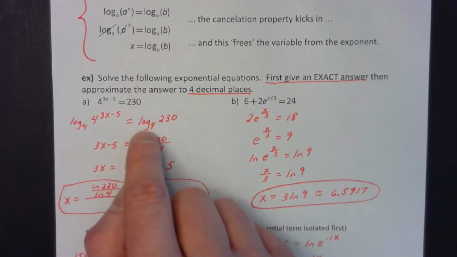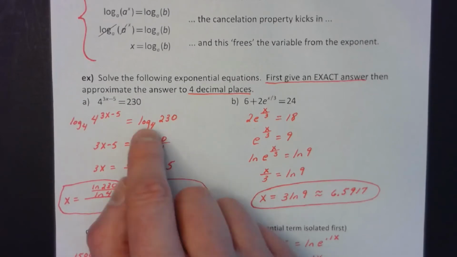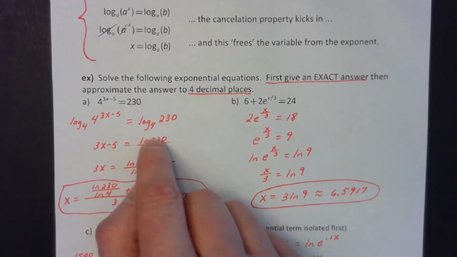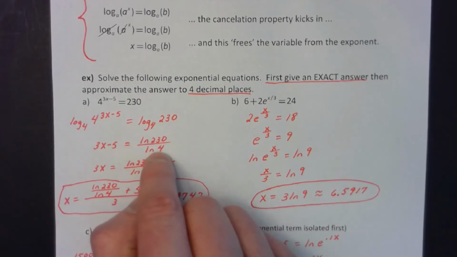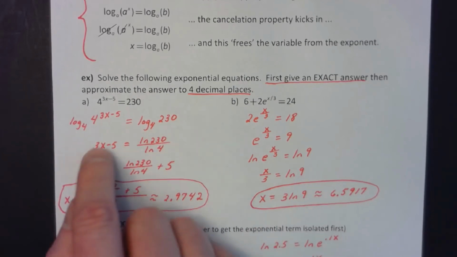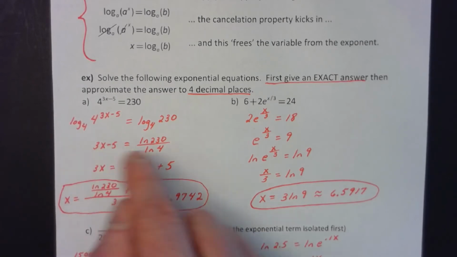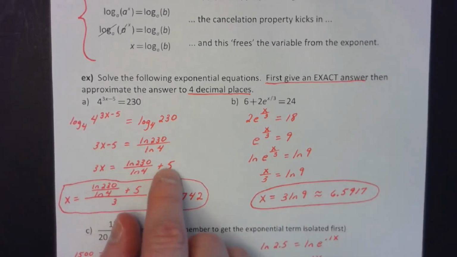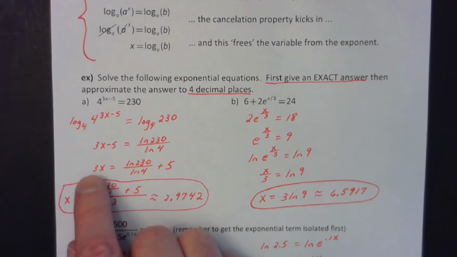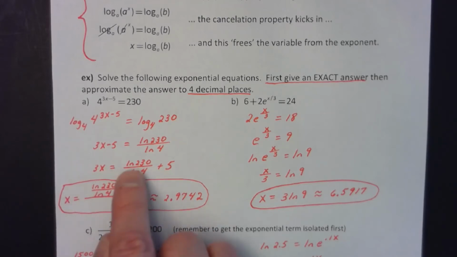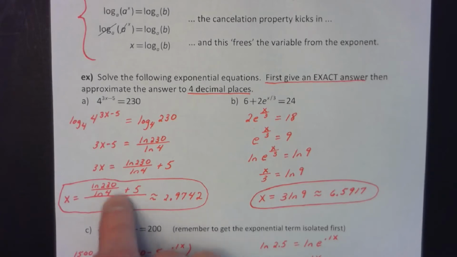That's going to equal the log base 4 of 230, which, using your change of base formula, is equal to the natural log of 230 divided by the natural log of 4. Now, I'll solve for x. You can solve for x by adding 5 to both sides. That's what I did here. 3x is equal to this quotient of natural logs plus 5. And then if 3x is equal to that, then x is equal to this expression divided by 3. And I would want this exact expression. The exact expression for x is the natural log of 230 over the natural log of 4 plus 5, all over 3.